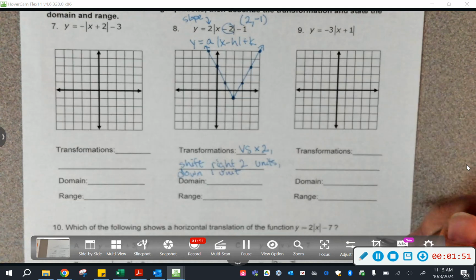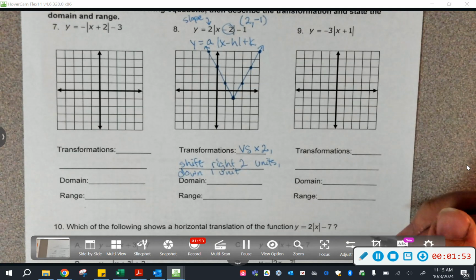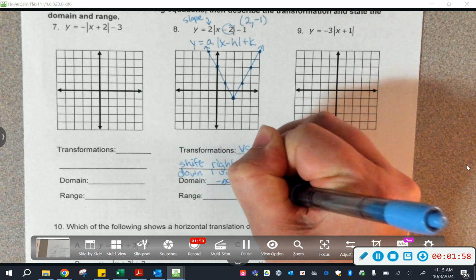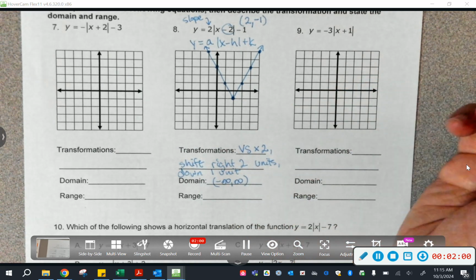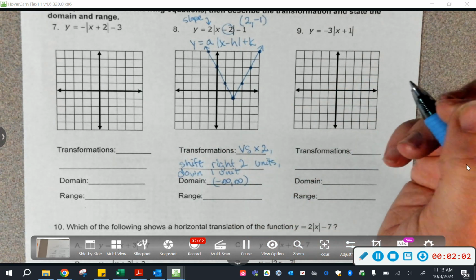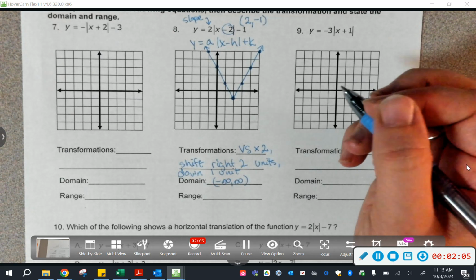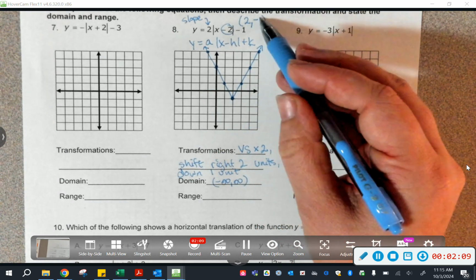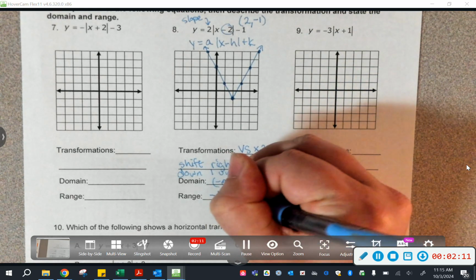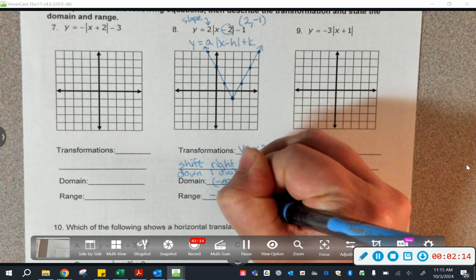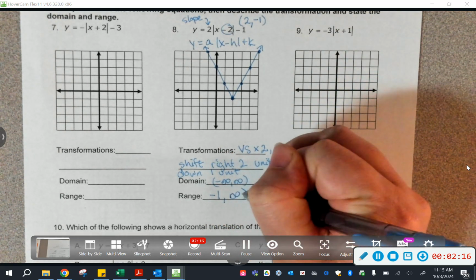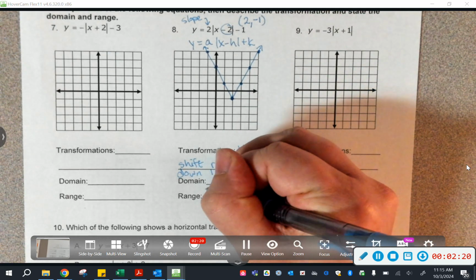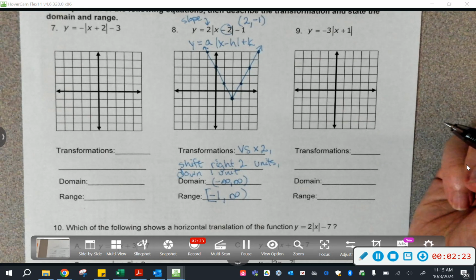For domain, the domain of every absolute value function is negative infinity to positive infinity. Remember that infinity gets a parenthesis. Okay, in terms of range, we're going from bottom to top. The bottom of what we see is negative 1. That's also the y of our vertex. So negative 1 is the bottom. We go up to positive infinity on the top. Infinity gets a parenthesis, and because negative 1 is a value that exists on our line, it gets a square bracket.